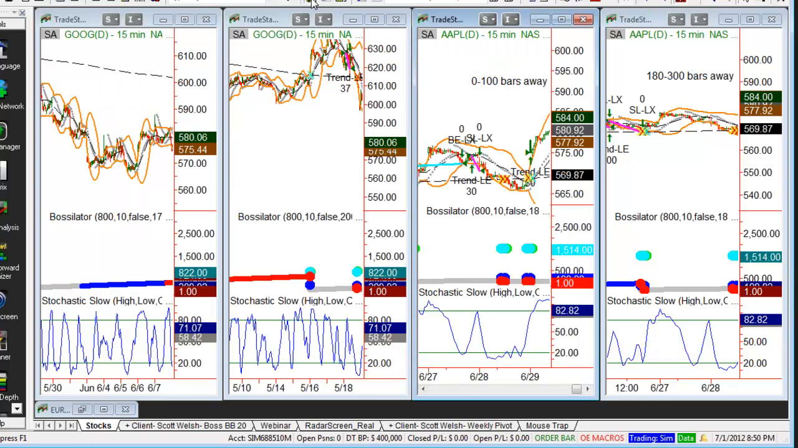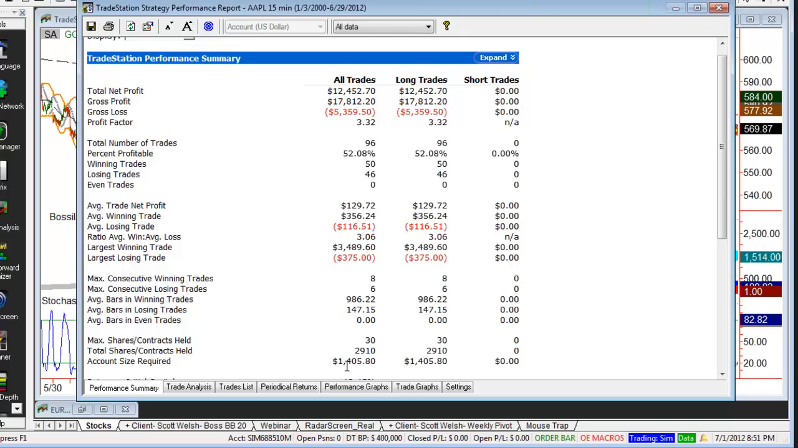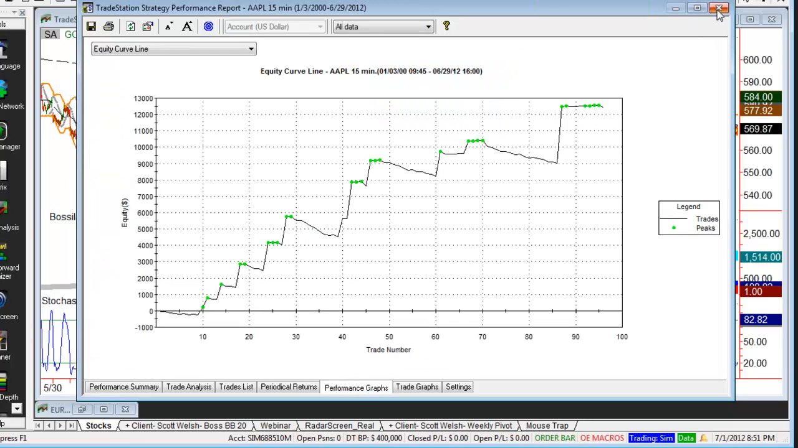Between 0 and 100 bars away, we get a very nice little equity curve, and we make $12,000 to only draw down $1,400. That's a big deal. Over what period of time is that? This is from 2000 to now. No one's going to accuse you of not looking at a full enough time period. I moved it back a little bit farther on this one, and you can see the equity graph looks pretty good.